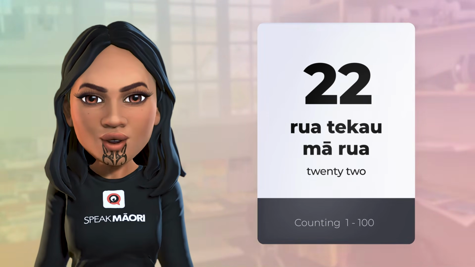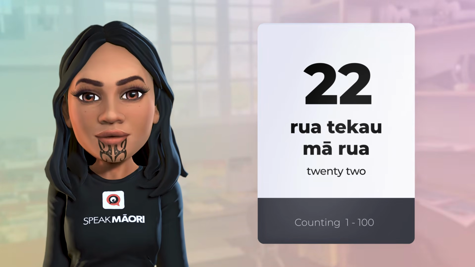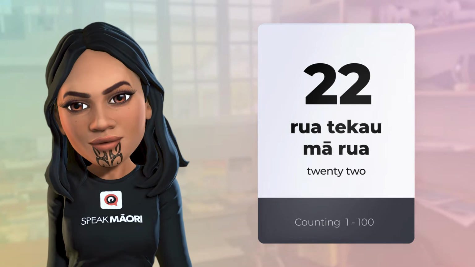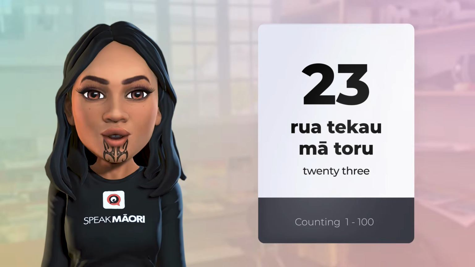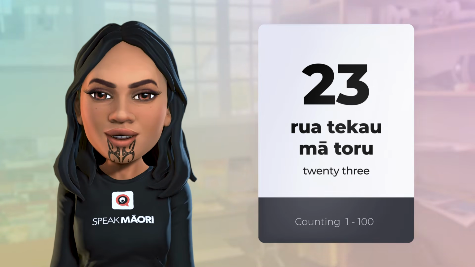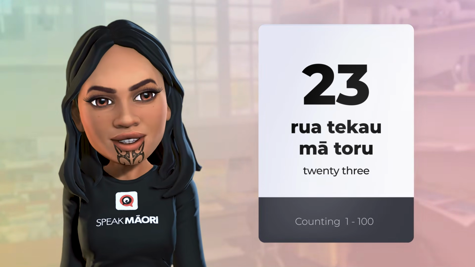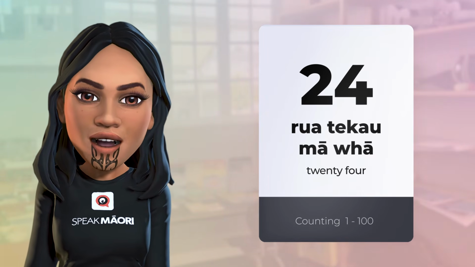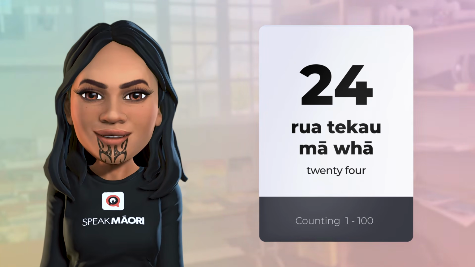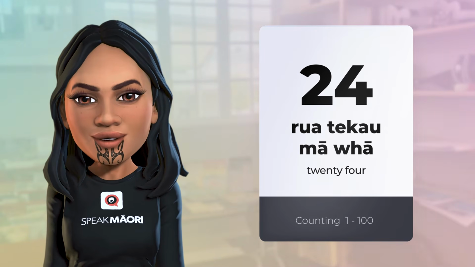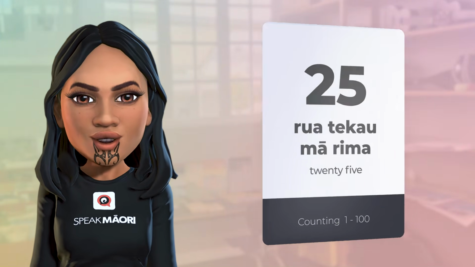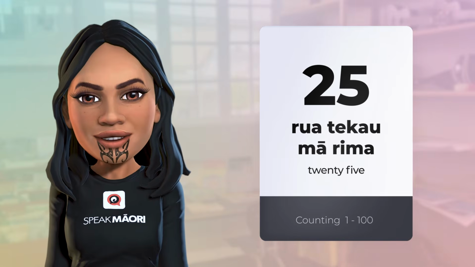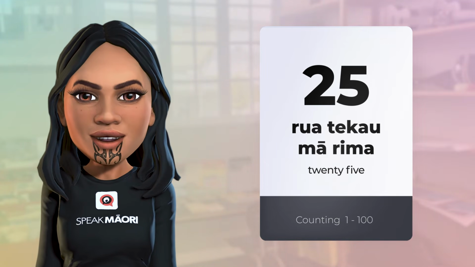Rua tekau mā rua, 22, 2 tens and 2. Rua tekau mā toru, 23, 2 tens and 3. Rua tekau mā whā, 24, 2 tens and 4. Rua tekau mā rima, 25, 2 tens and 5.